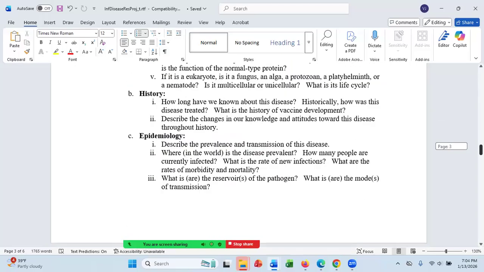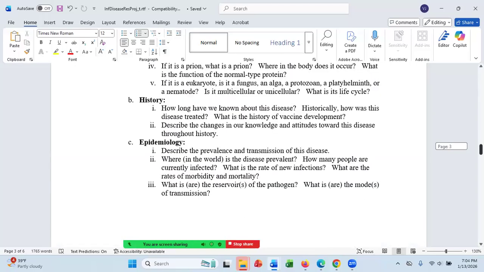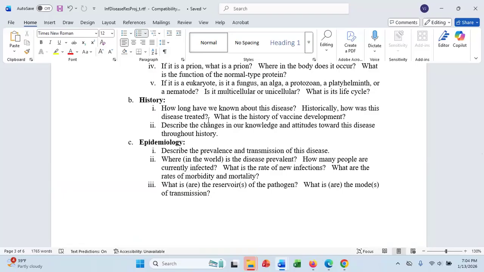The next subsection should be history. In the history, you should talk about how long we've known about the disease. Historically, how was this disease treated? What is the history of vaccine development? If there's no vaccine for this disease, just state there's no effective vaccine for this disease.